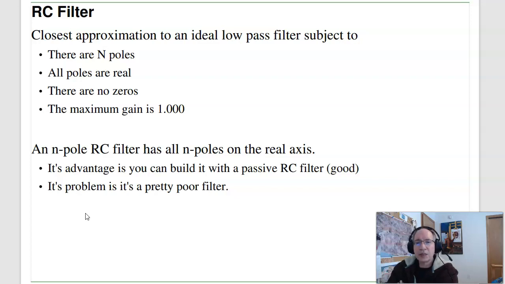This is a filter that has n poles. All the poles have to be real. There are no zeros, and the maximum gain is 1. This is called an RC filter because you can implement it with just an RC circuit. Basically, an n-poled RC filter has n poles on the real axis, n capacitors, and n resistors. Its advantage is you can build it just with resistors and capacitors. That's good. The problem is it's a really lousy filter.